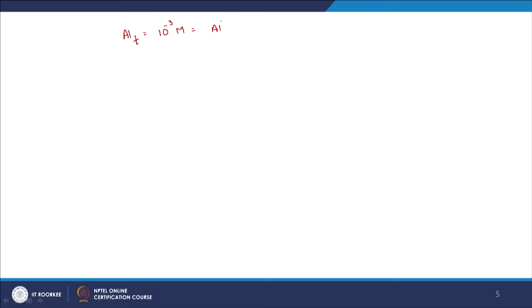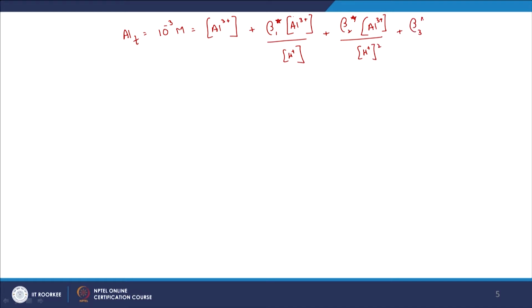That's equal to Al3+, right, and what else, plus beta 1 star into Al3+ by H+, plus beta 2 star into Al3+ by H+ squared, plus beta 3 star Al3+ by H+ cubed, plus beta 4 star into Al3+ by H+ to the power of 4.